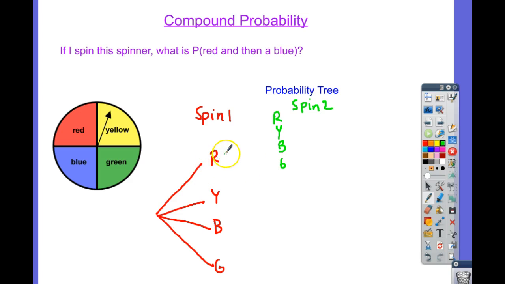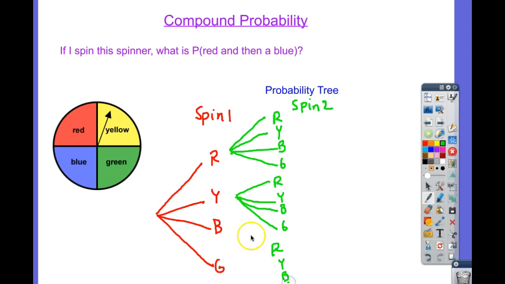So if I spin a red first, there are 4 possibilities that happen next. If I spin a yellow first, there's 4 possibilities that happen next. If I spin a blue first, there's 4 possibilities that could happen next. I'm going to not draw the next ones for green because as you can see I'm running out of space. But you'll see at the end we're going to have all the possibilities.